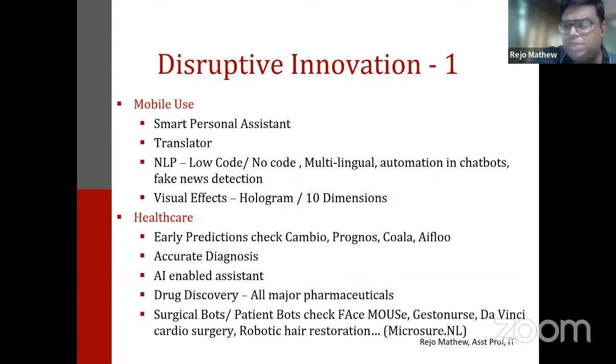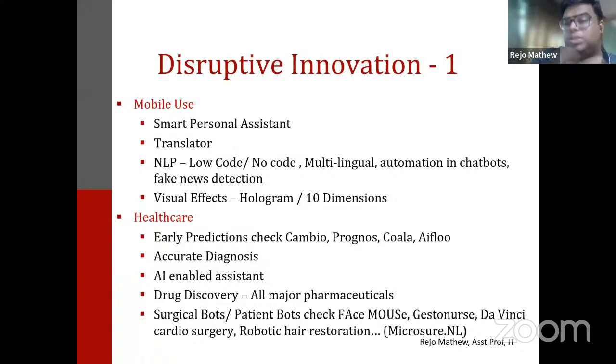Mobile usage. We all know how much we use mobiles. Obviously, we have moved from traditional mobile phones to smart personal assistants. Of course we have Siri, as well as Google and Alexa and all those things. So we have smart personal assistants. We can just talk and tell whatever we want. That is basically AI. So AI based chatbots and AI based systems are available.